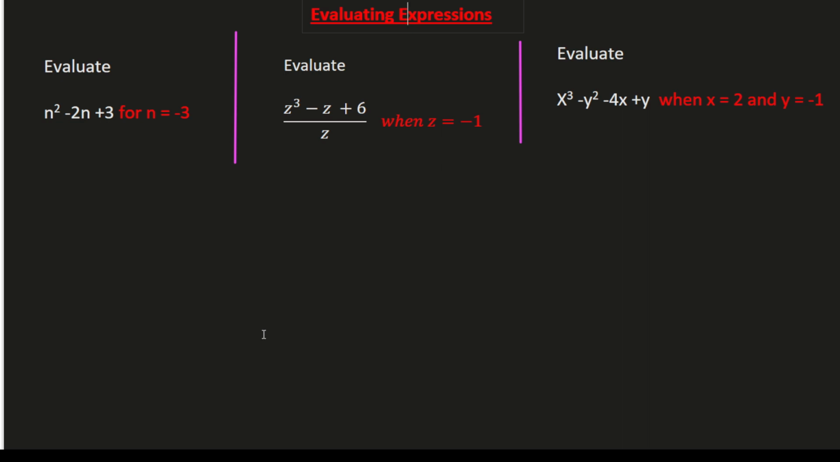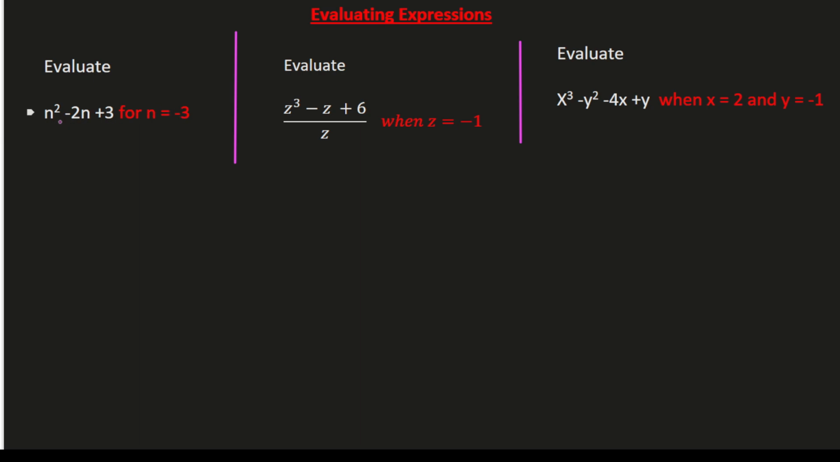Now let's evaluate some expressions. To evaluate an expression is to give a value to it. We get an expression here, but let's say for n is equal to negative 3. So basically what we need to do, we go back to the expression. Wherever we find n, we plug in negative 3. That's what we're going to do.